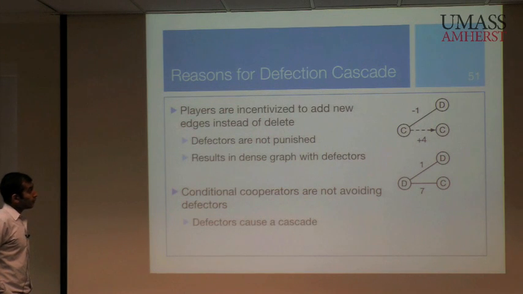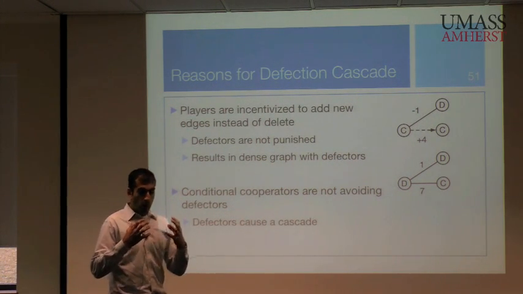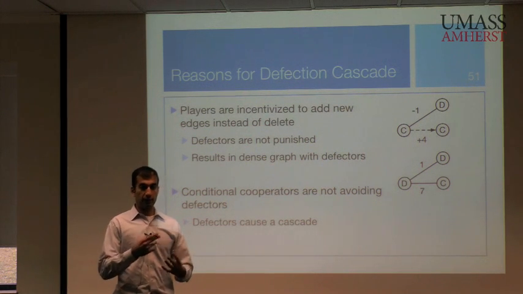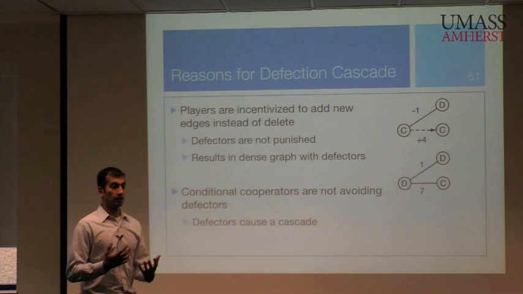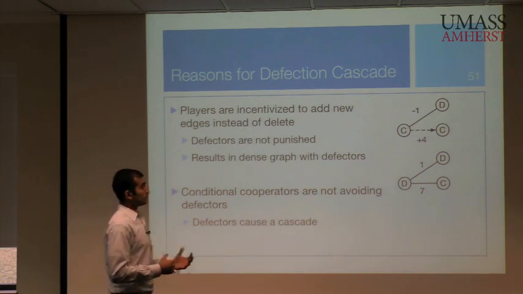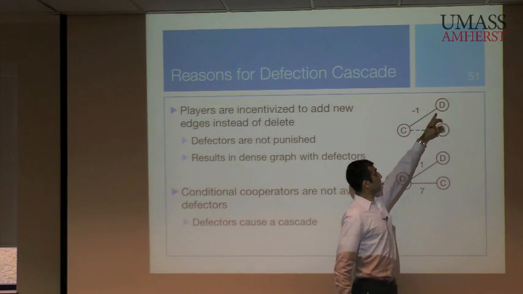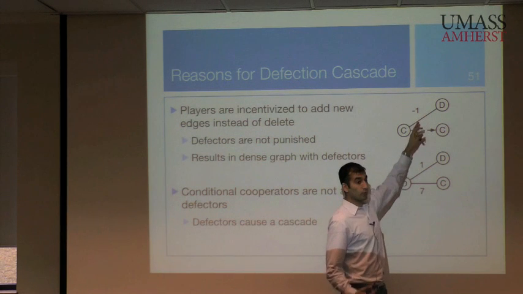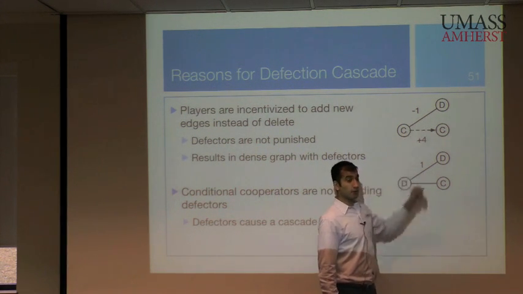So here's what's going on. I started this by saying I wanted to let conditional cooperators segregate themselves from defectors. And I failed, right? They're not doing that. In fact, no one's deleting edges. So what's going on? Consider you're a cooperator. You're attached to a defector. What's happening is he's taking 1 point away from you. You could cut that edge and save that point.